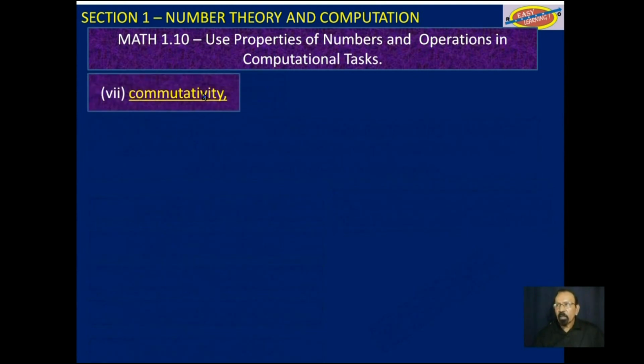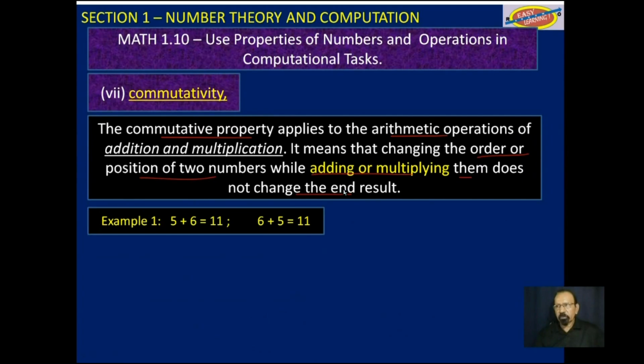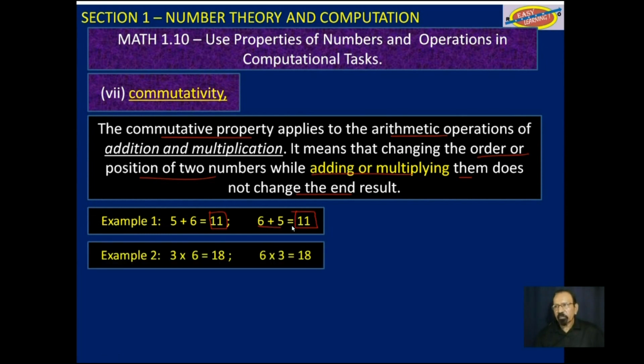Commutativity. The commutative property applies to arithmetic operations for addition and multiplication. It means that changing the order or position of two numbers while adding or multiplying them does not change the end result. So let's see how that works. 5 plus 6 is equal to 11. And 6 plus 5 is equal to the same 11, no difference.